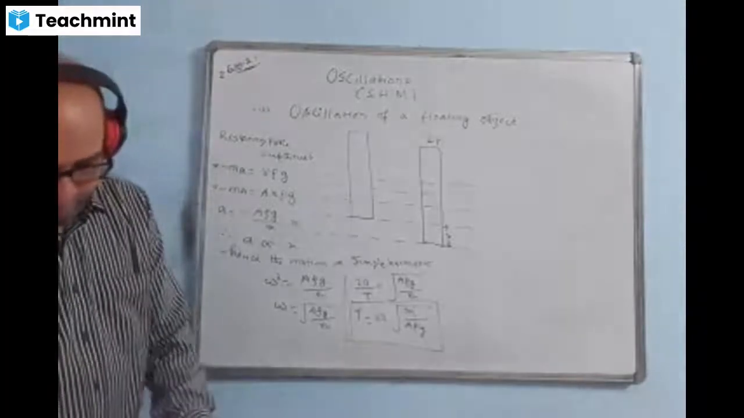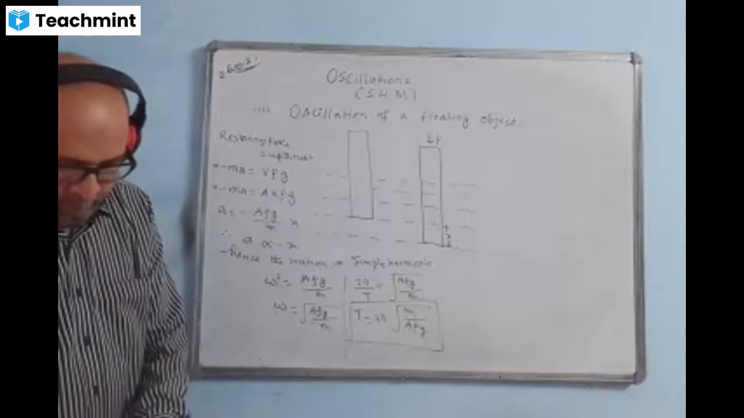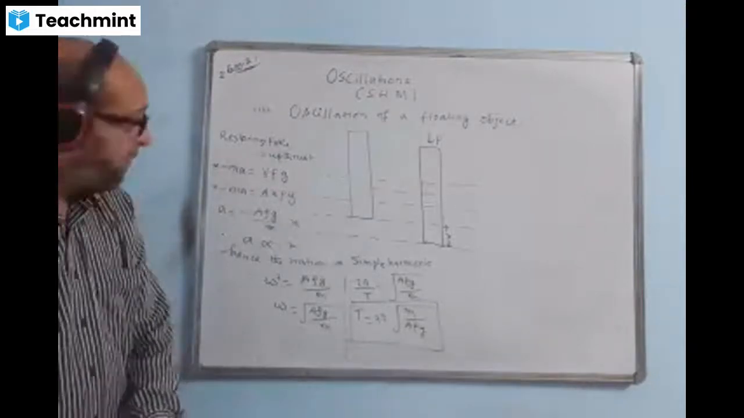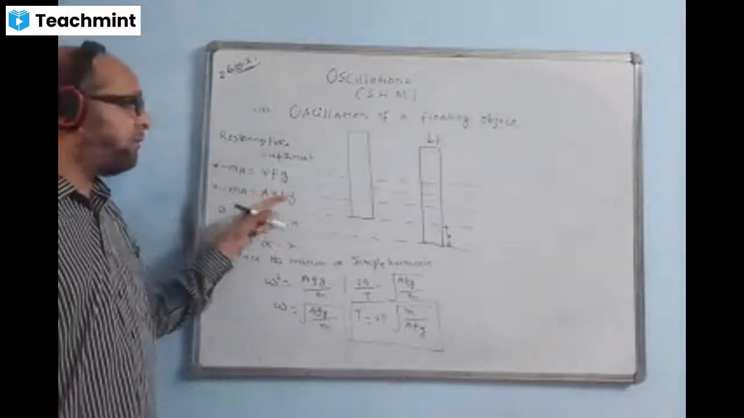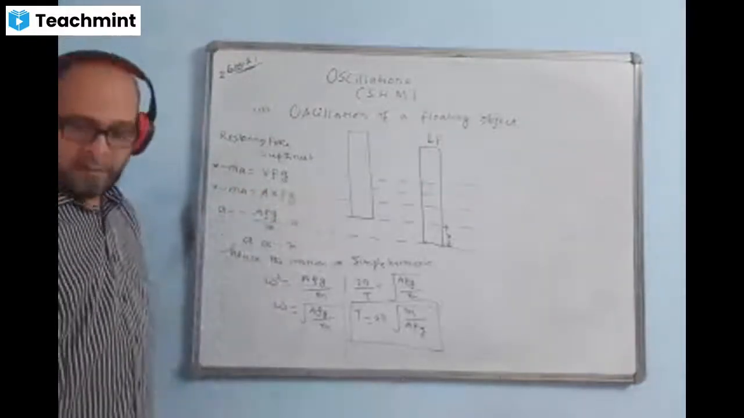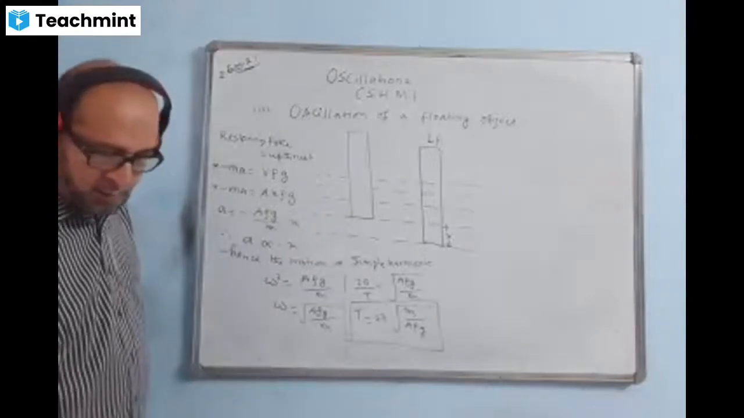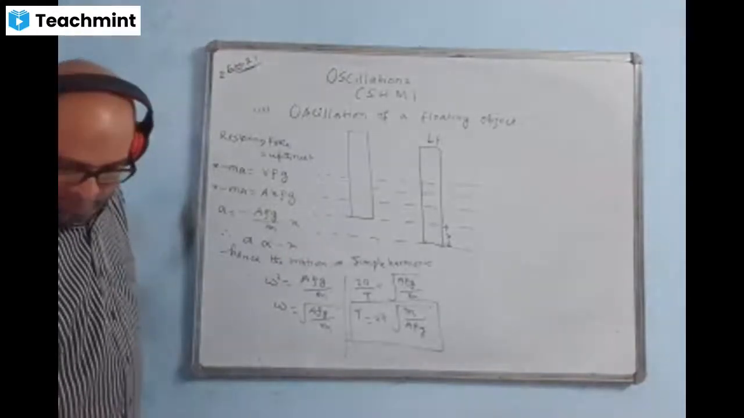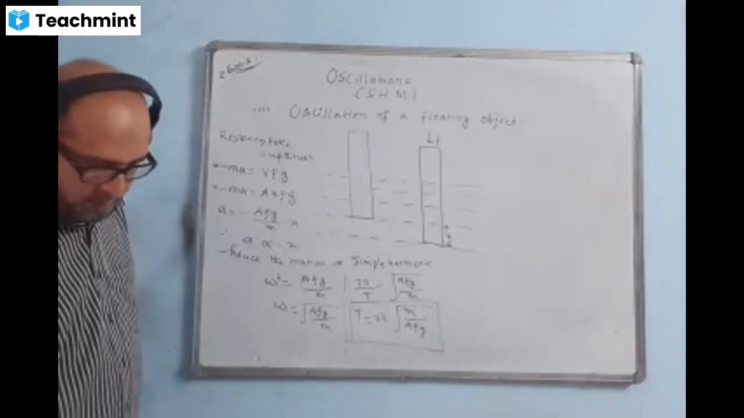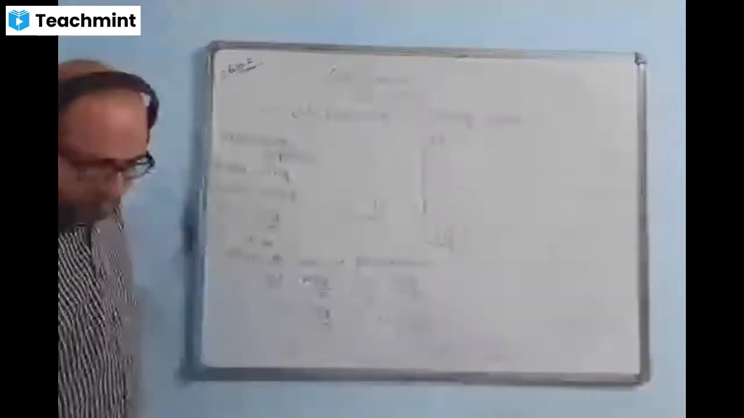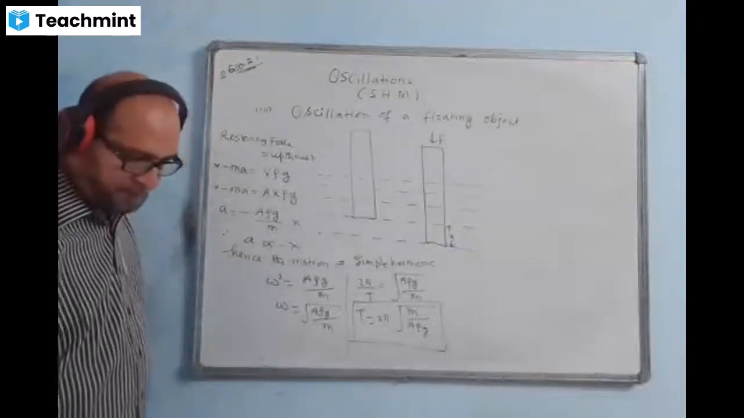So from where did that x come in A rho g x? Volume formula. The volume formula is area of cross section into the length. Yes, sir. Volume is area of cross section into the length.